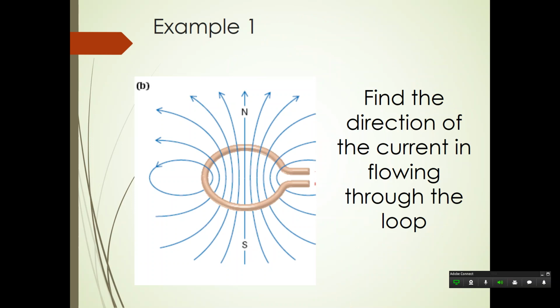Let's see if you can answer this question for me. I have a loop that has a current going through it. I don't know the direction of that current, but I know the magnetic field direction. So which direction would my currents be going? Let's see them right hands. Which way? From the top towards the bottom? Okay, like this. Does everyone agree?